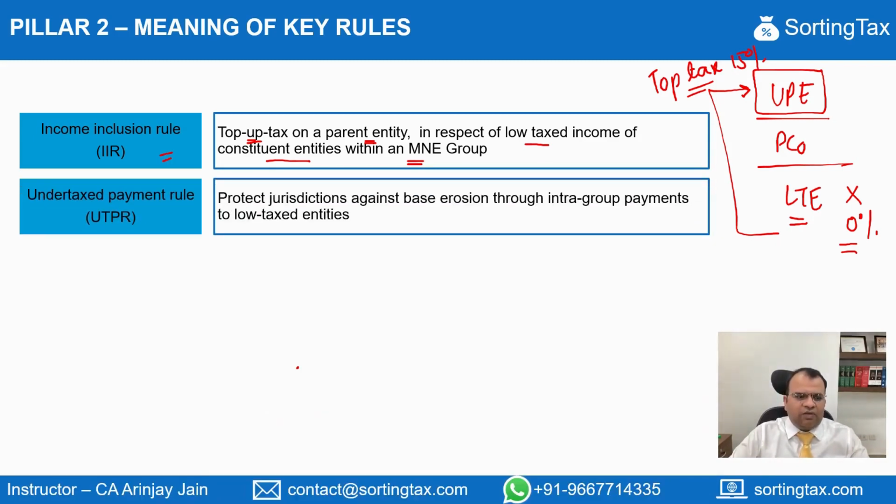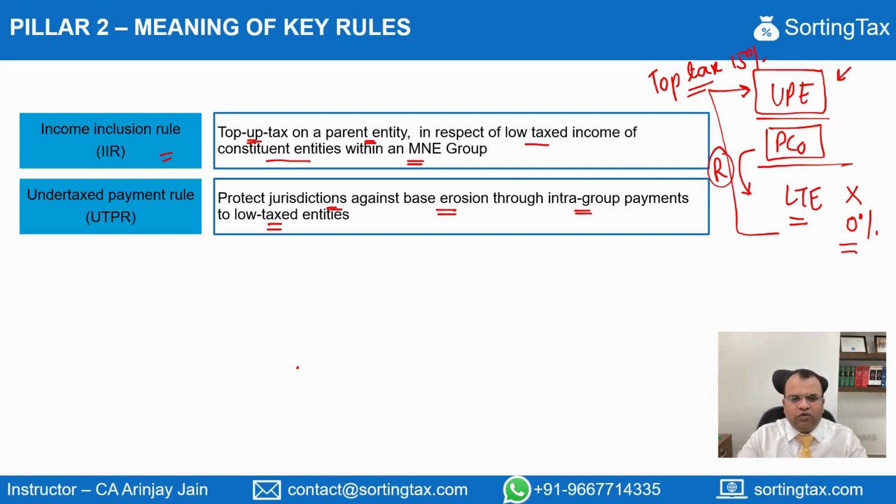Then there is an under-tax payment rule. Now, what this under-tax payment rule does is it protects jurisdictions against base erosion through intra-group payments to a low-taxed entity. In such a case, what happens is, let's say PICO were to make a royalty payment to the low-taxed entity, and for some reason, income inclusion rule is not applicable on UPE because the country where UPE is, they have not applied the income inclusion rule.